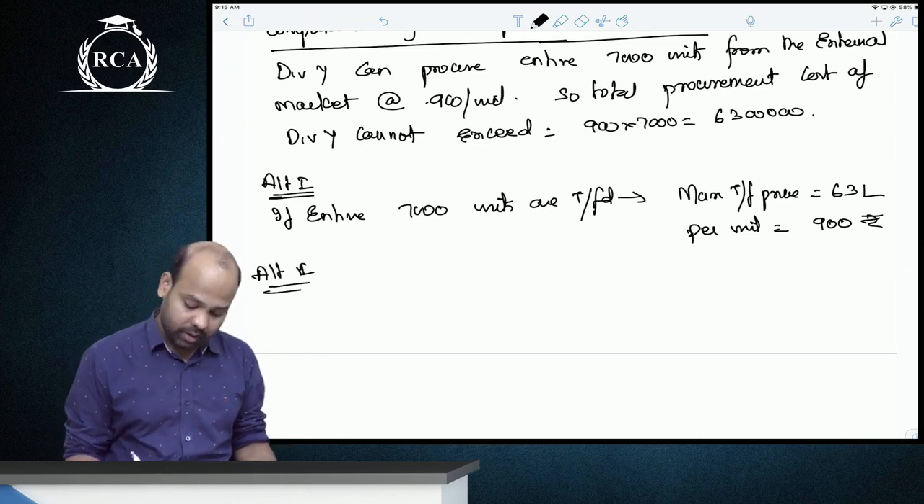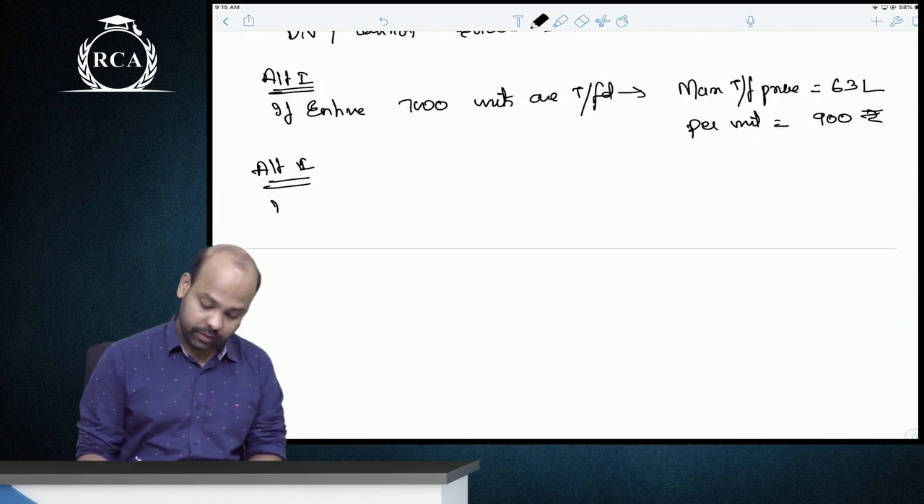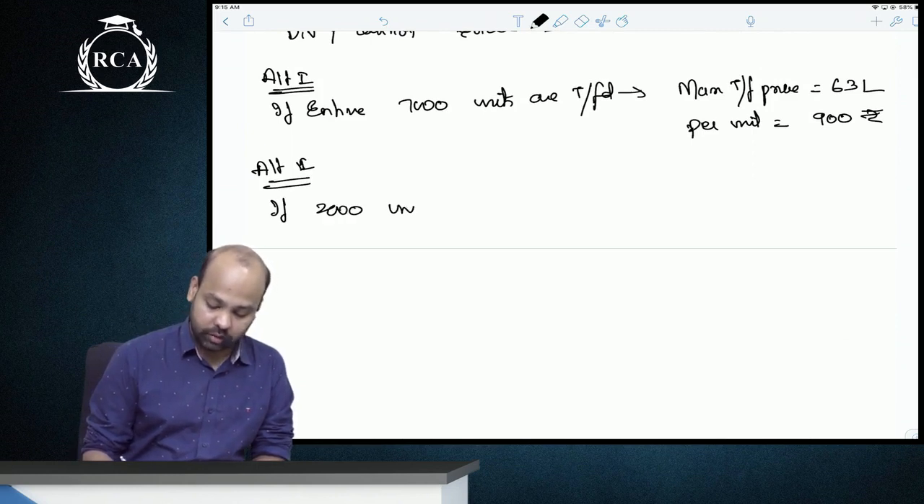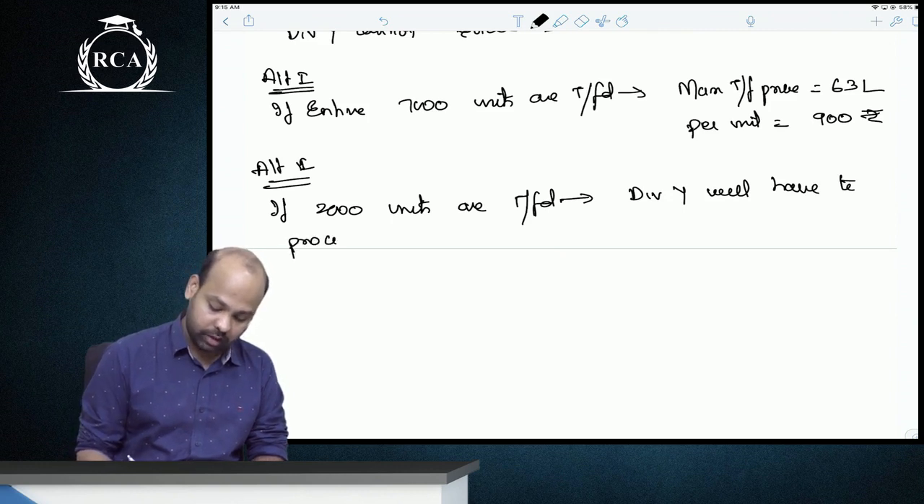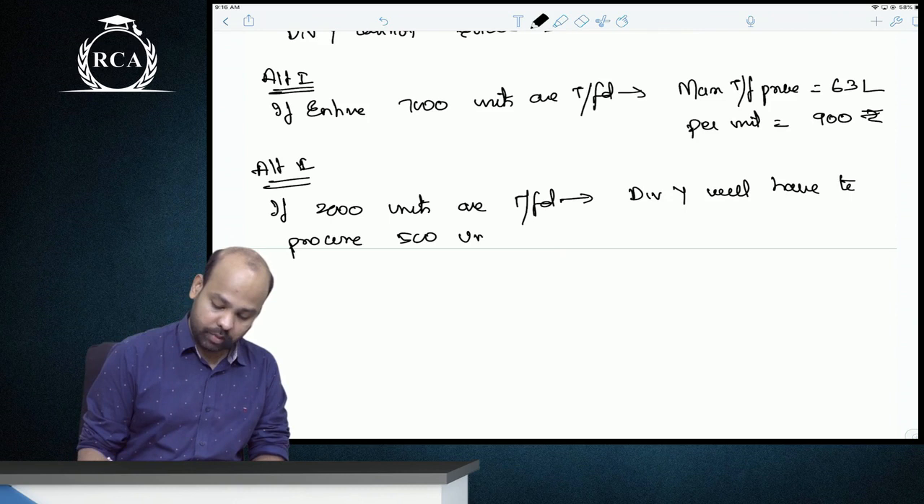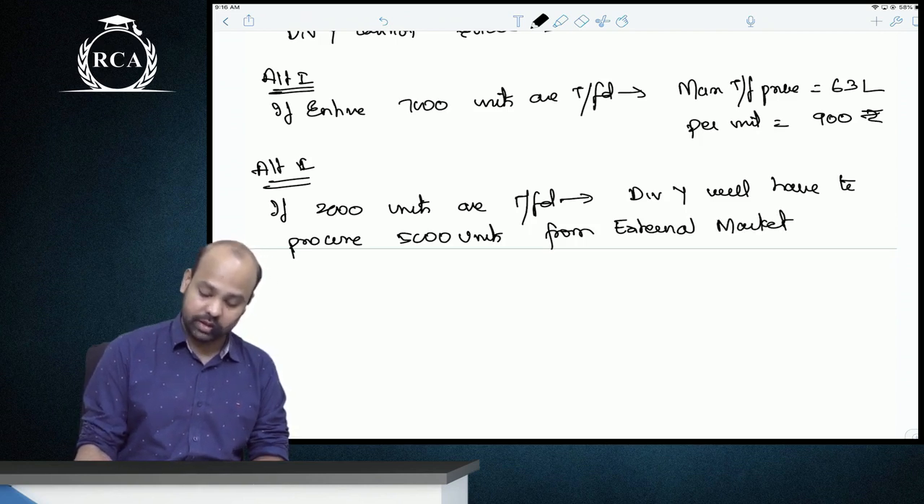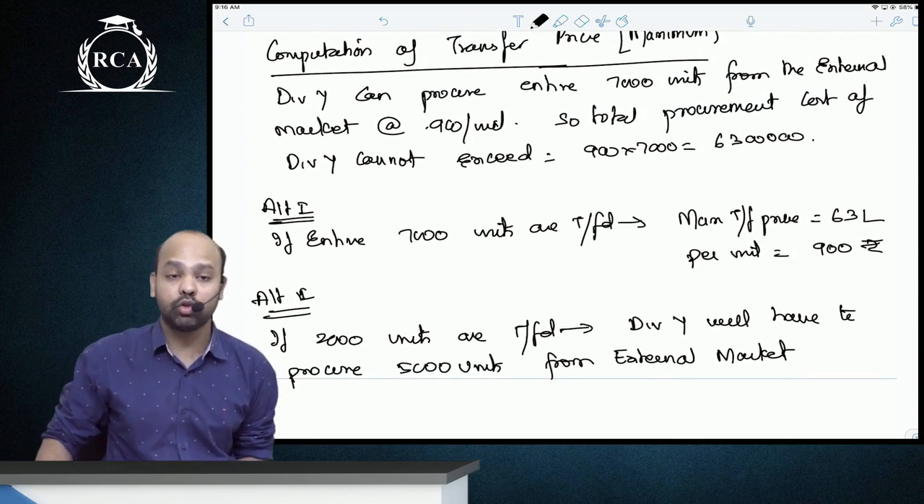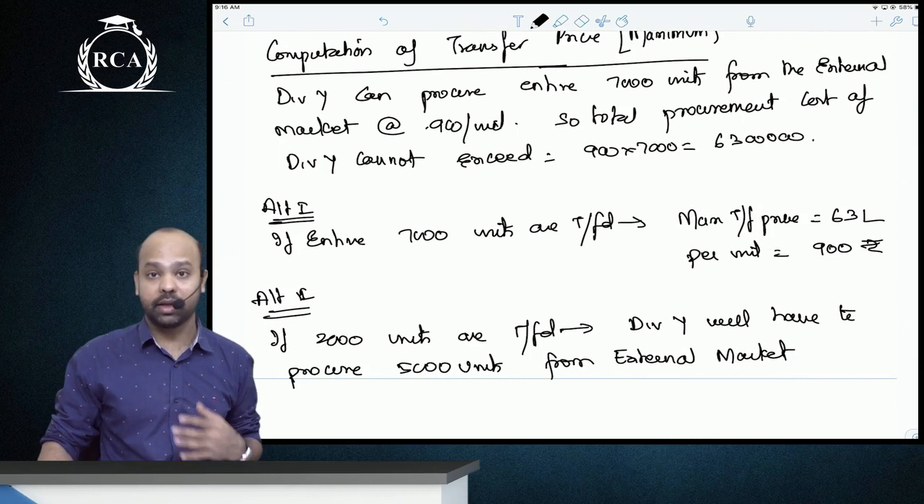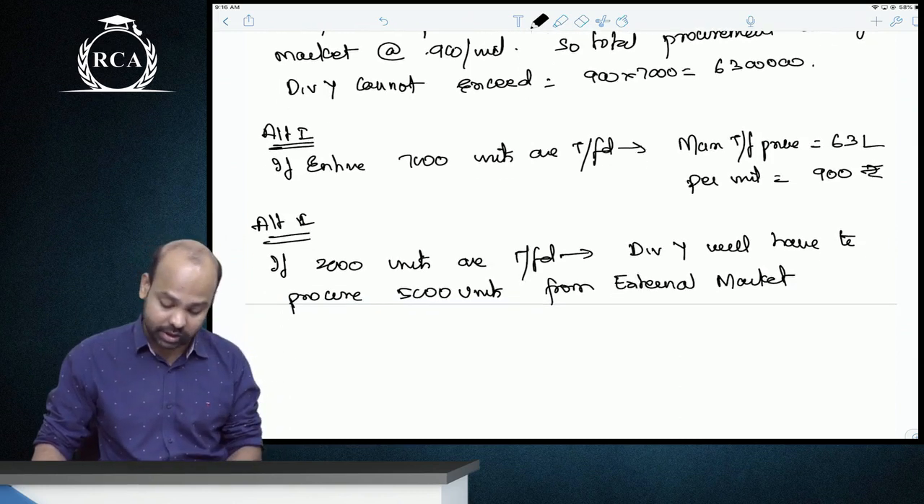In the second alternative, guys, if 2,000 units are transferred, now pay attention, this is the important part. Division Y will have to procure 5,000 units from the external market. If we are transferring 2,000 units, their requirement is 7,000 units. Let us not forget that. So if you transfer them 2,000 units, they are going to purchase 5,000 units.